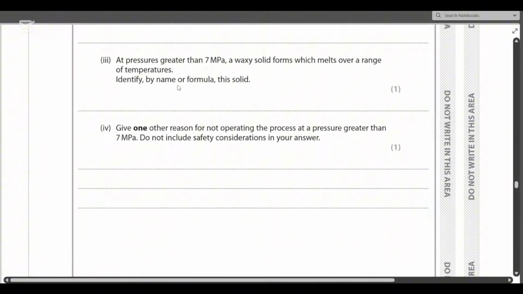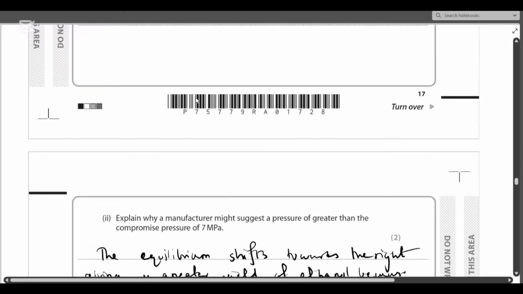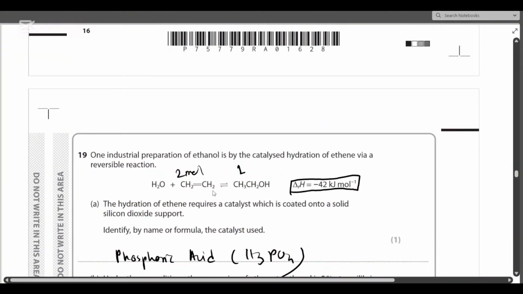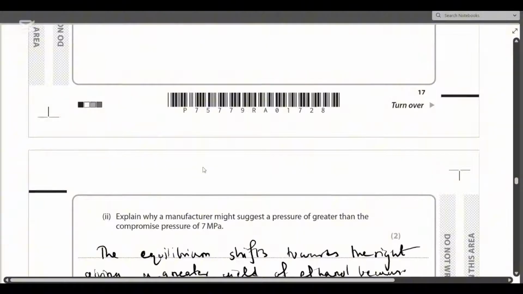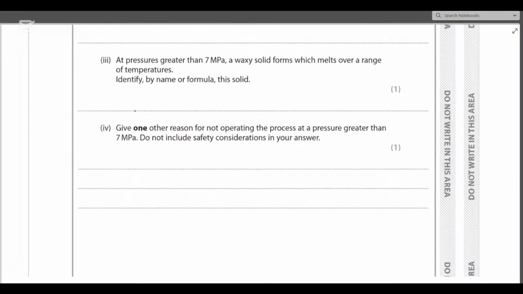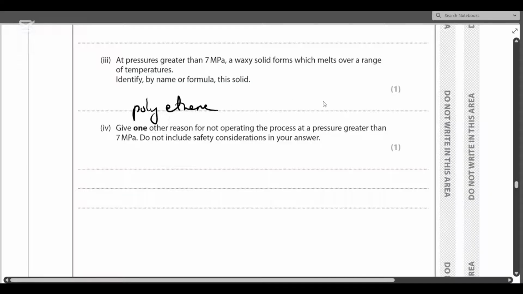Moving on, at pressures greater than 7 megapascals, a waxy solid forms which melts over a range of temperatures. Identify by the name or formula this solid. Well, it's pretty simple. If we analyze right here, it's going to be polyethene because one of the reactants is ethene, so we can just write it down as polyethene. This melts over a range of temperatures because polyethene does not have a particular melting point.